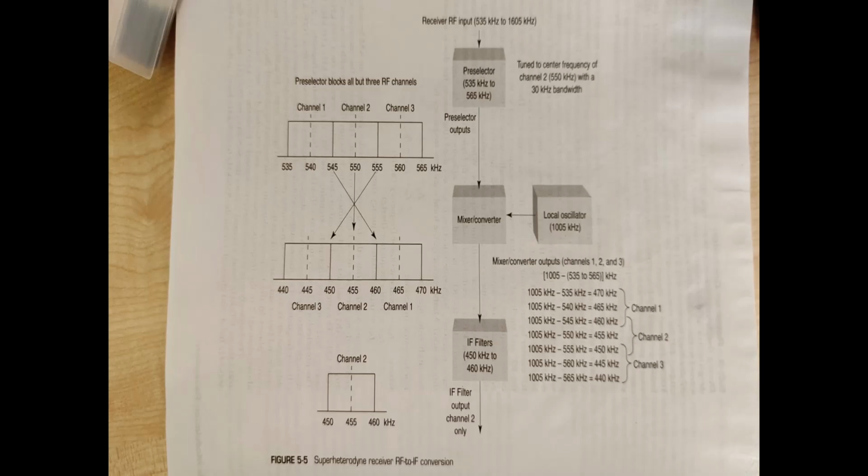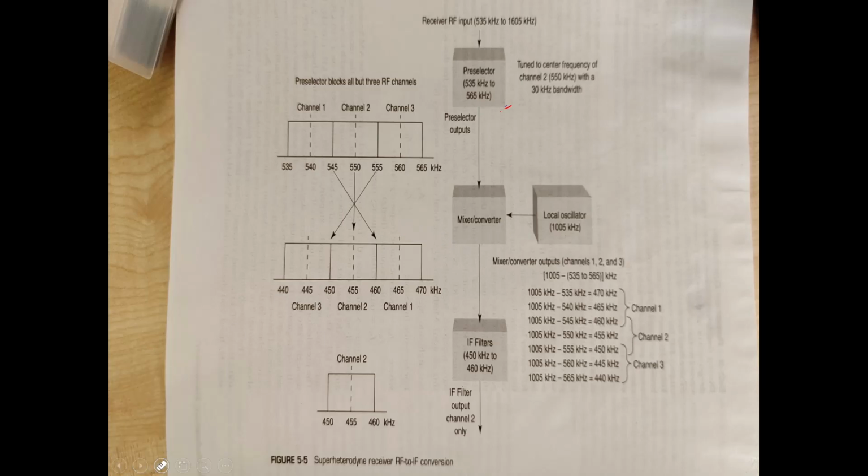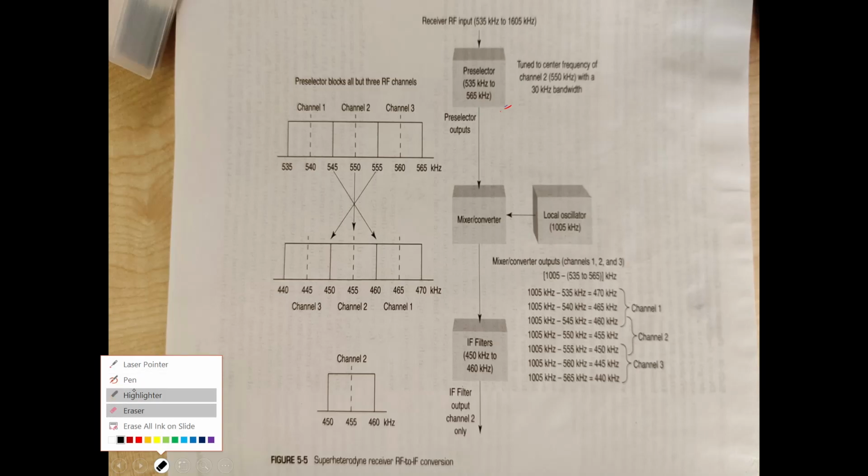Here we have the pre-selector, and then we have the mixer converter section. The pre-selector is the RF section, and then here we have the mixer converter section, and then we have the IF section. We have up to the IF section.